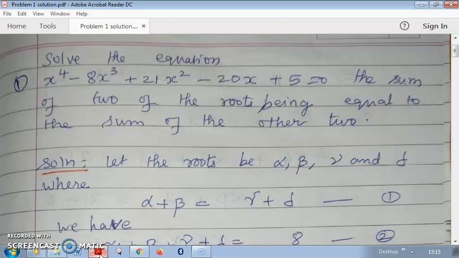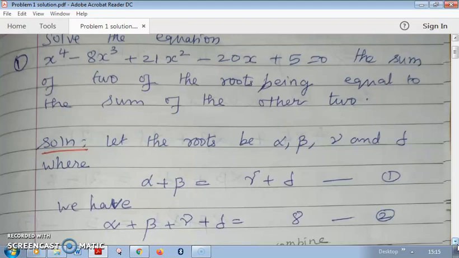Solve the equation x power 4 minus 8x cube plus 21x square minus 20x plus 5 equal to 0, the sum of two of the roots being equal to the sum of the other two. So this is the question given to you. Because it is x power 4, there will be 4 roots.